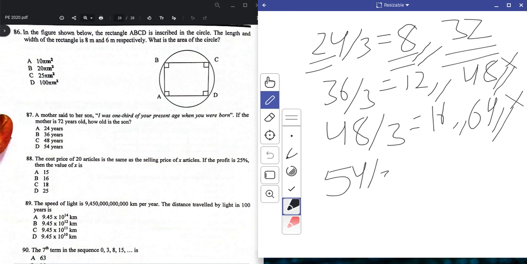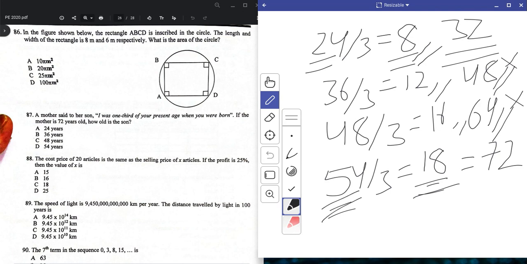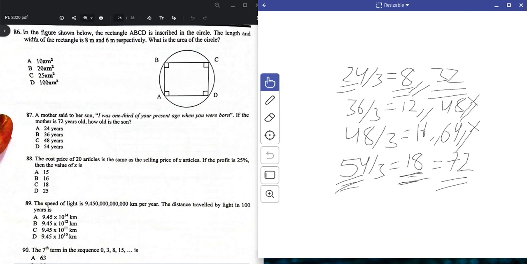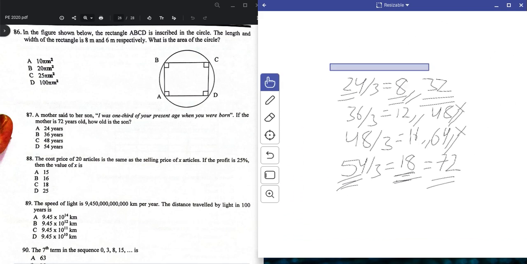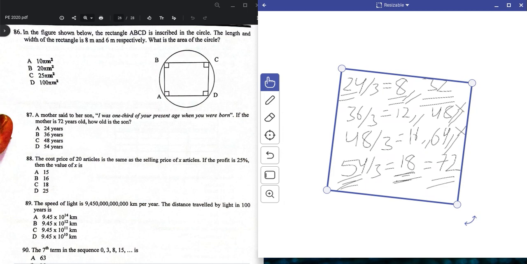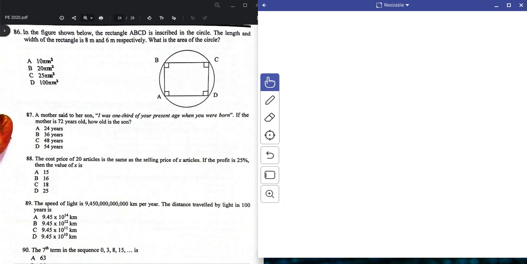54 divided by 3 is equal to 18. Now 18 plus 54 is equal to 72. That means mom is 18 years older than the son. So if the son is 54 years old currently, plus 18 years, that will become 72, which is the current age of the mother. So the correct answer for question number 87 is option D, 54 years old.